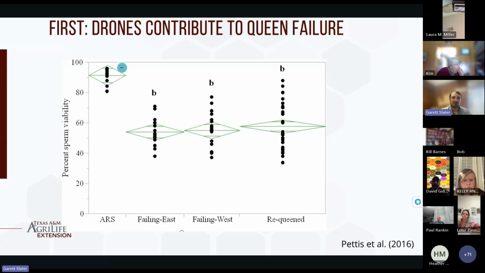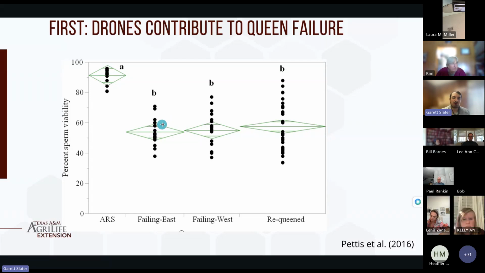And so as you can see, the sperm was somewhere between 90 to 100% alive, which is what most queens should be doing. But then queens that were failing on the East Coast and the West Coast were storing sperm that was about 50 to 60% alive. And so about half of that sperm was actually dead. The requeened ones, where the colony was allowed to produce and make a new queen, were only storing sperm that was 50% live, but it's really variable.